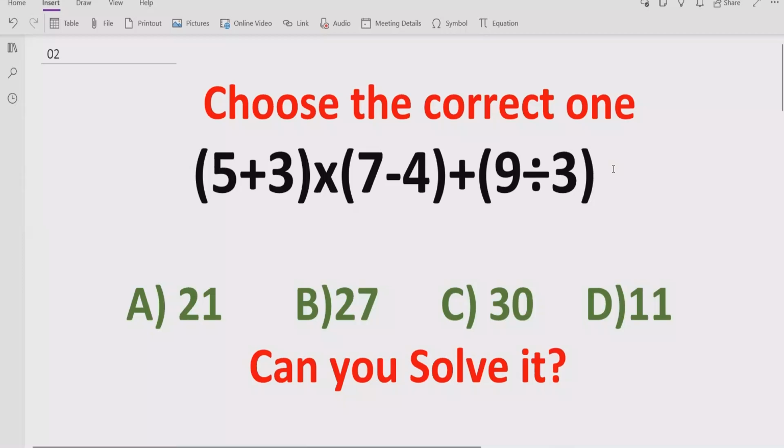Today we will solve another quiz which is related to arithmetic expression. It is a very simple quiz, and here we have basic operations: plus, minus, multiplication, and division. We have to solve this quiz using the PEMDAS and BODMAS method and find out which answer is correct. Here we have four answers: 21, 27, 30, and 11. Let's see after solving it which answer is correct.